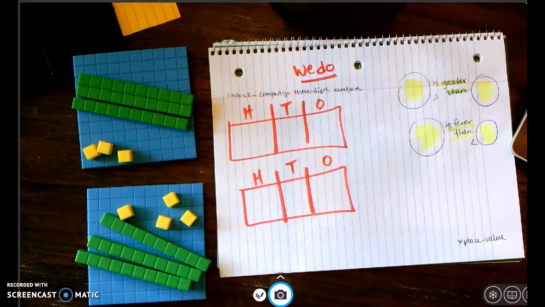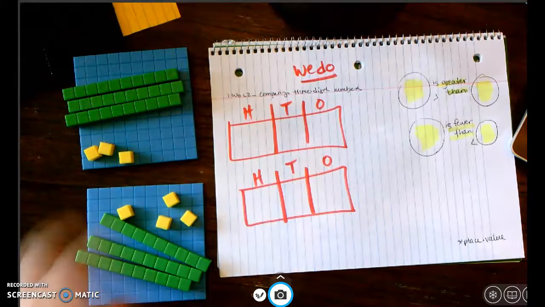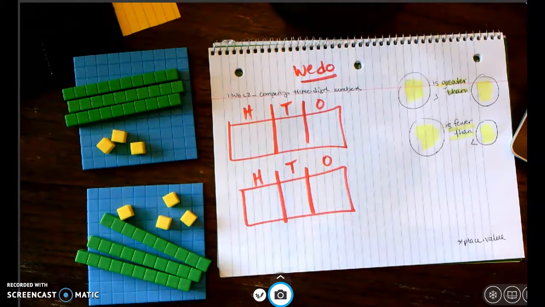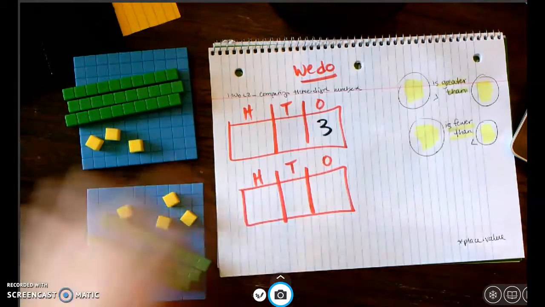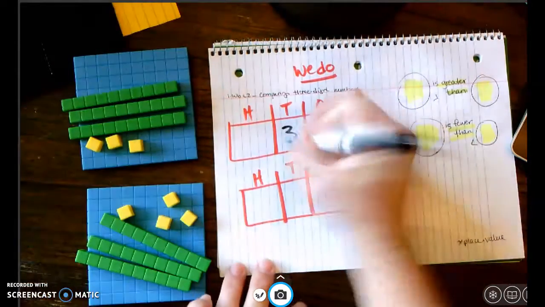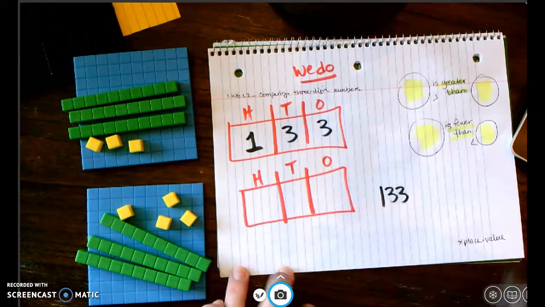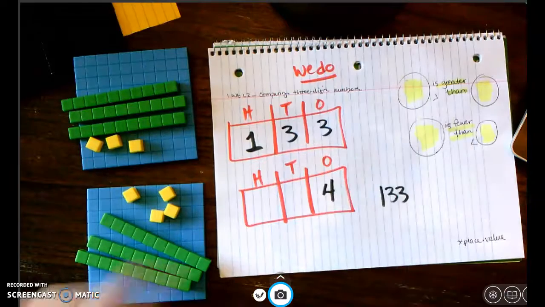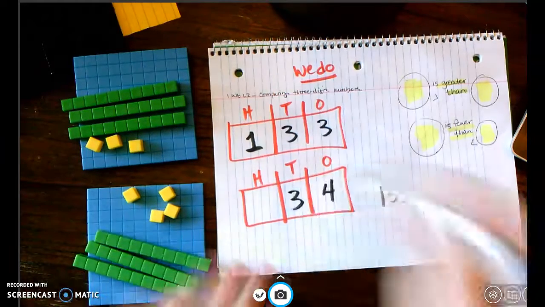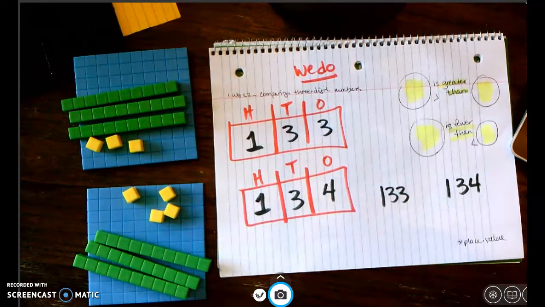Alright, so now let me go ahead and work with you, okay? So let me go ahead and pick this first number. Well, I'm going to go ahead and diagram it, and I'm going to start from the smallest place value. I've got 1, 2, 3 units, 3 ones, 1, 2, 3 rods, and then 1 flat. So my numeral right there is 133. This next one, 1, 2, 3, 4 units, 1, 2, 3 rods, 1 flat. So that numeral is 134. Well, I can already go ahead and start making some comparisons about it, but let's talk about it.